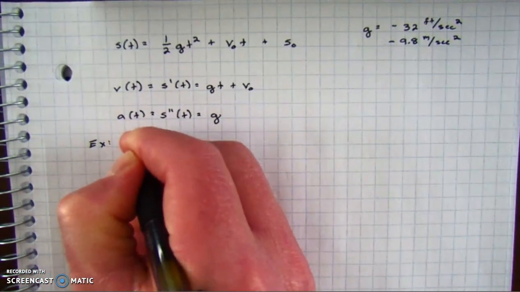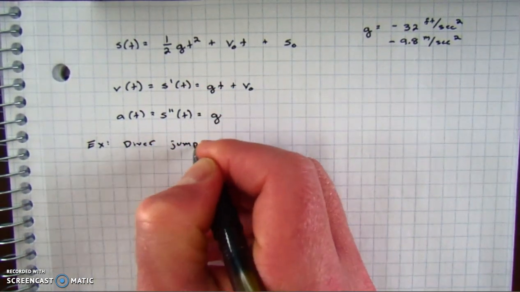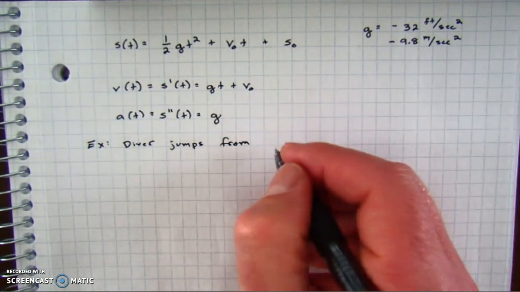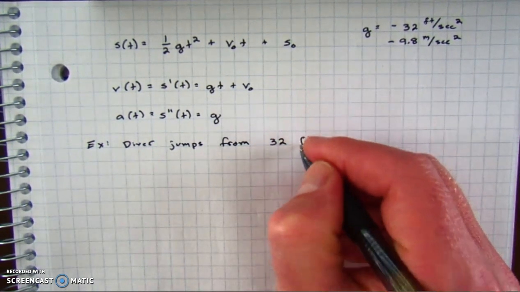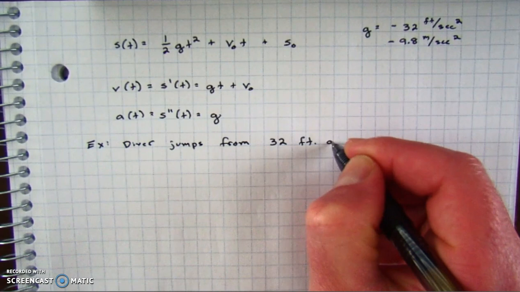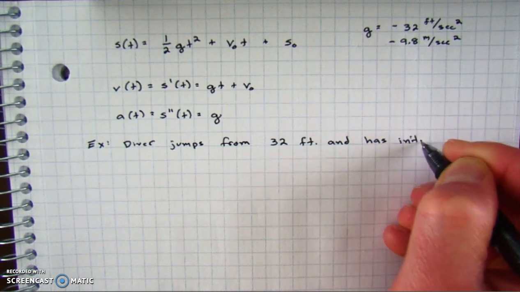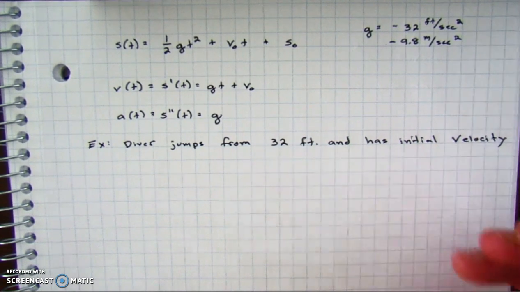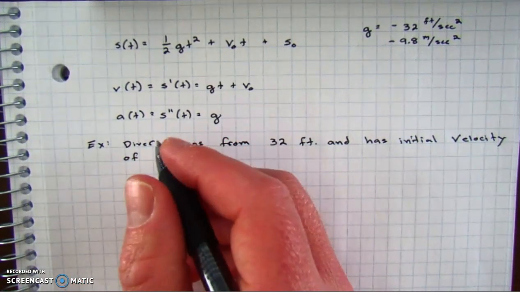So let's say we'll use a diver. A diver jumps from, and let's use feet per second, we'll say 32 feet up. We'll try to keep the math kind of easy on this one. So from 32 feet, and has an initial velocity. Velocity, is that still on the screen? Yep. How about we'll do 16.